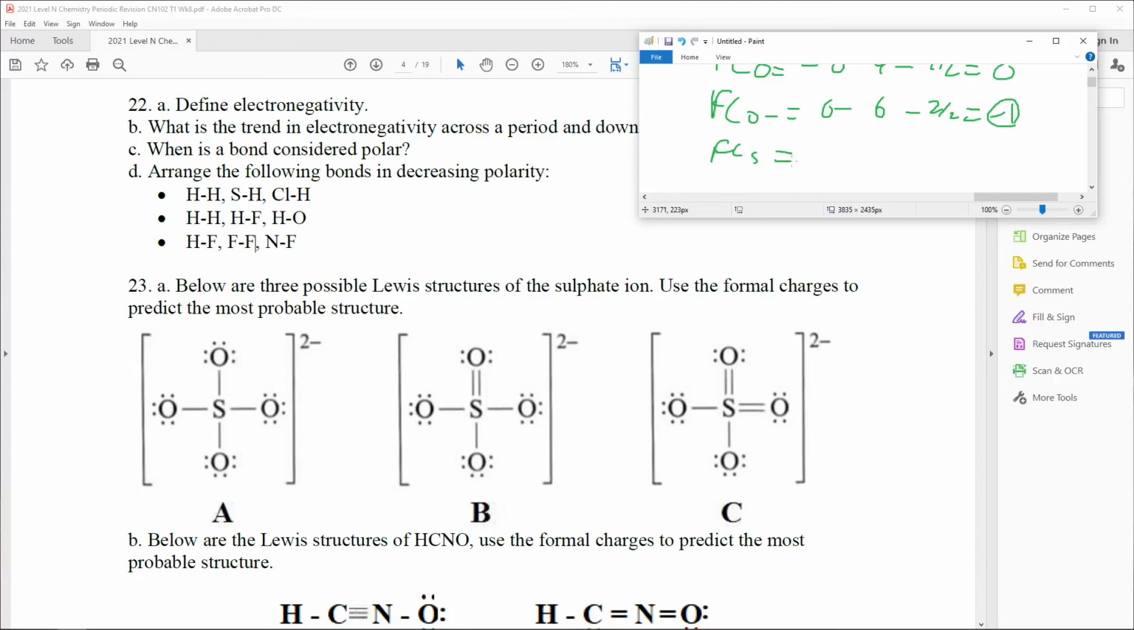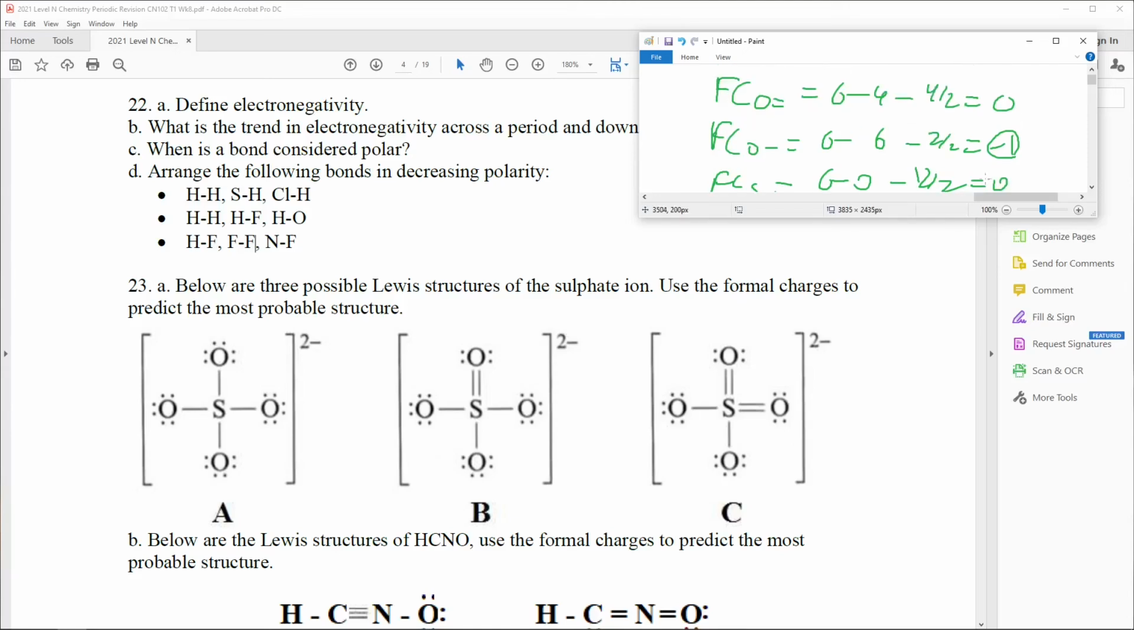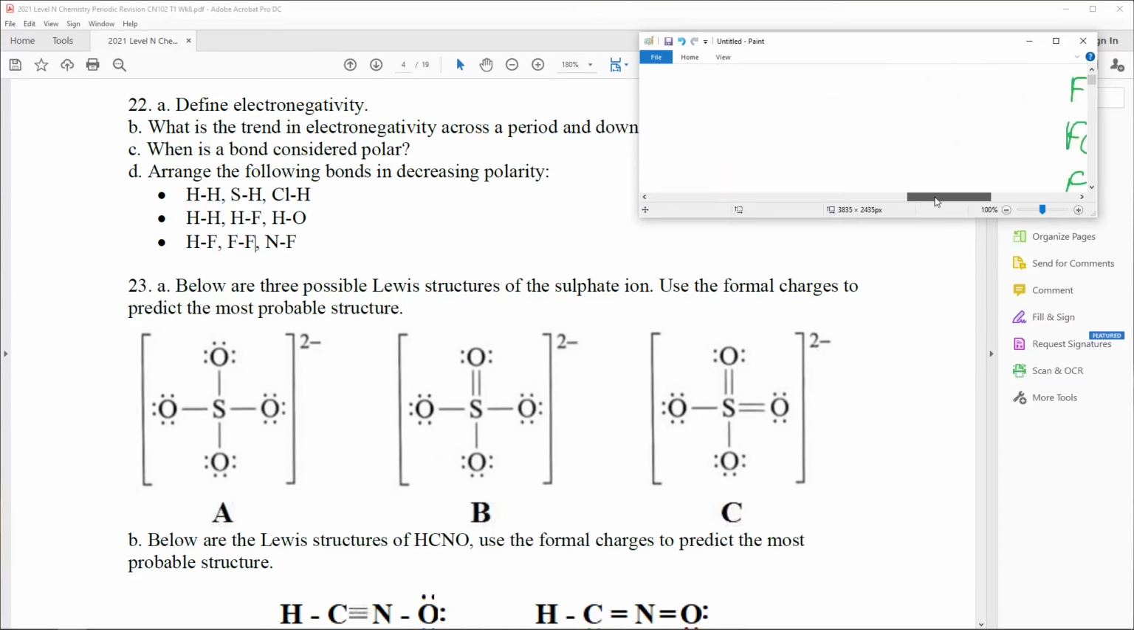And then the sulfur, formal charge of the sulfur is 6 electrons, has 0 lone pairs, minus this one is special, it has 6 bonds, so 12 over 2, making 6 minus 6, making 0. And I can already see this is pretty much the lowest. Let's zoom out just to see. So these are all of them.